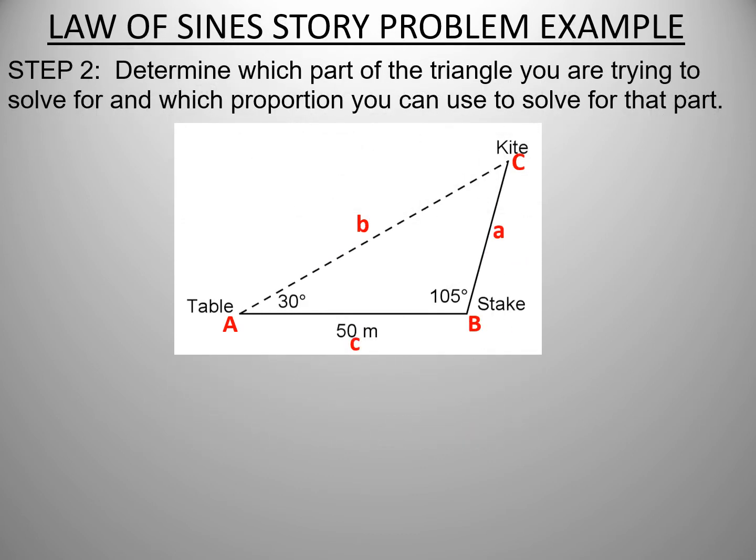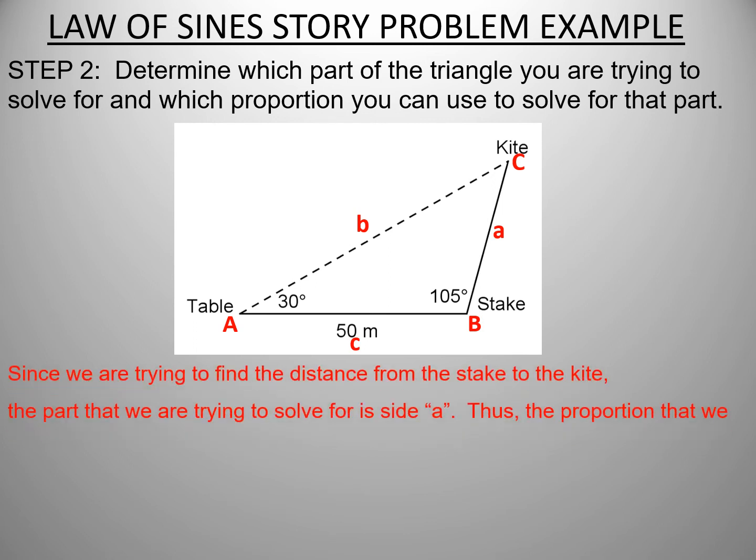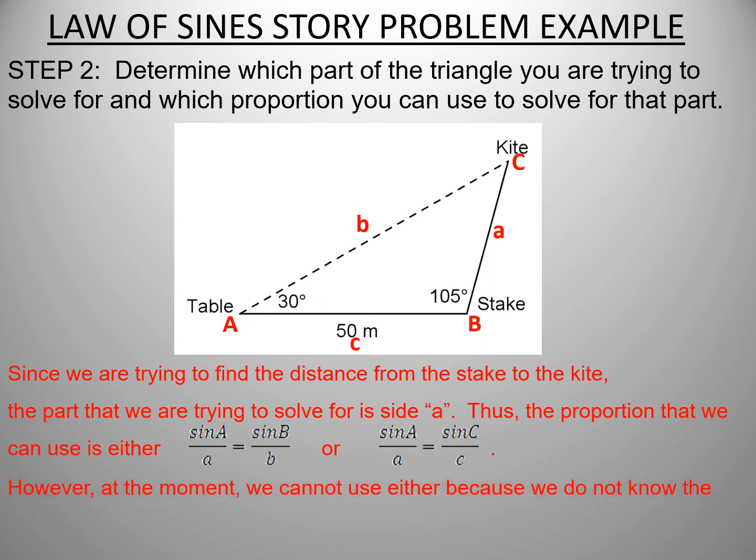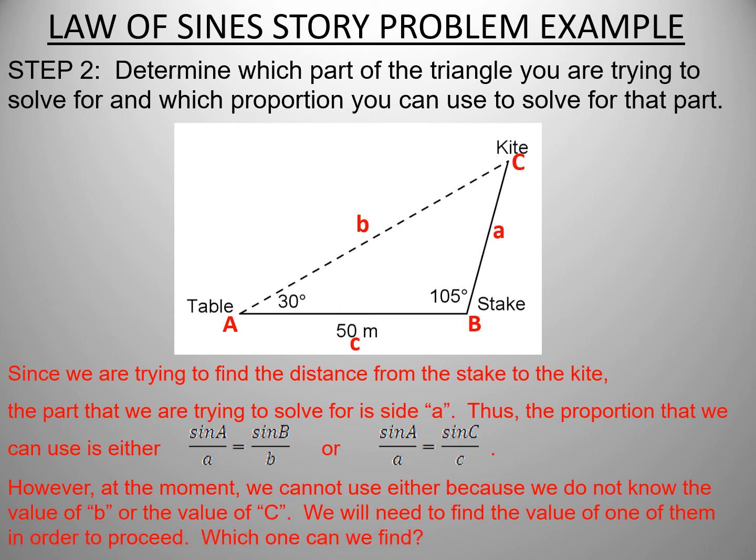Now, step 2, we want to determine which part of the triangle we're trying to solve for, and then which proportion we can use to solve for that part. So, since we are trying to find the distance from the stake to the kite, the part that we are trying to solve for is side A. Thus, the proportion that we can use is either sine of A over A equals sine of B over B, or sine of A over A equals sine of C over C. However, at the moment, we cannot use either because we do not know the value of little b or the value of big C. We will need to find the value of one of them in order to proceed. Which one can we find?